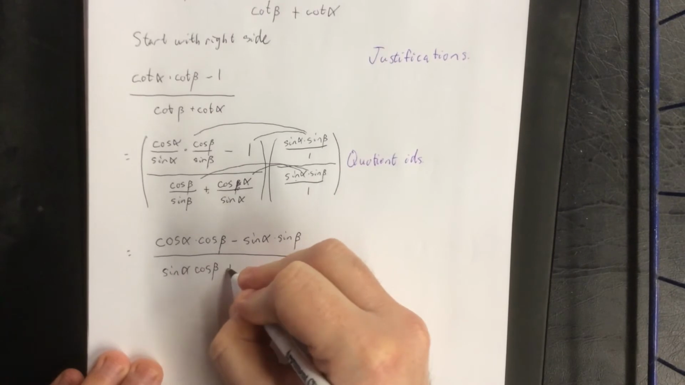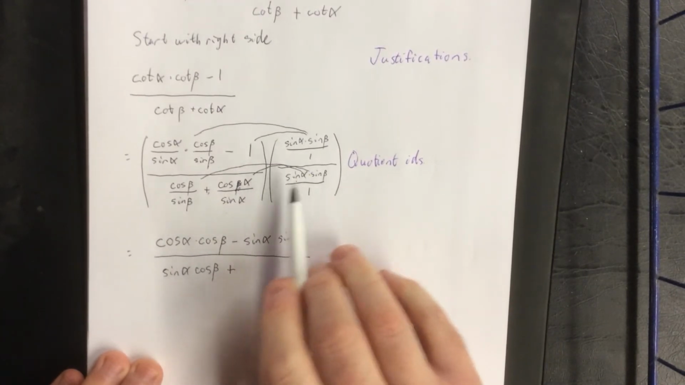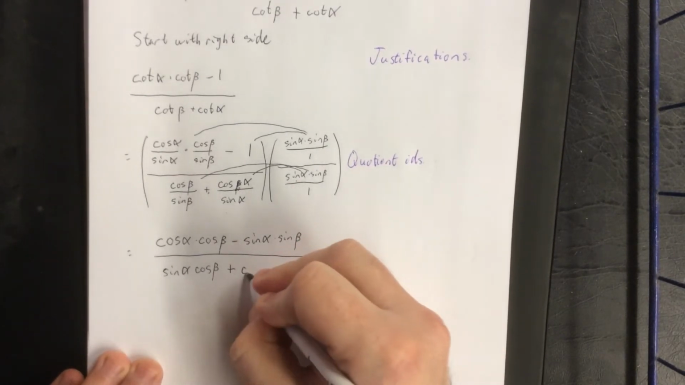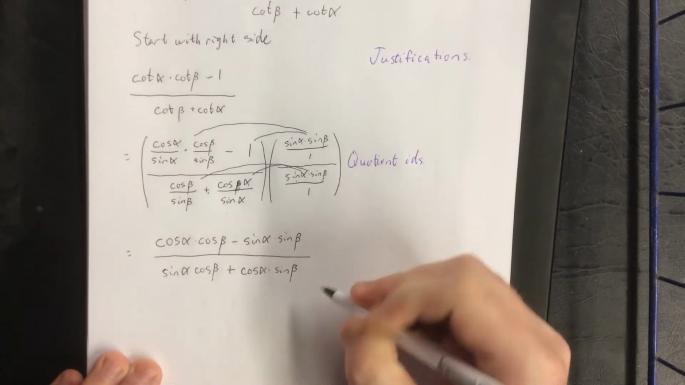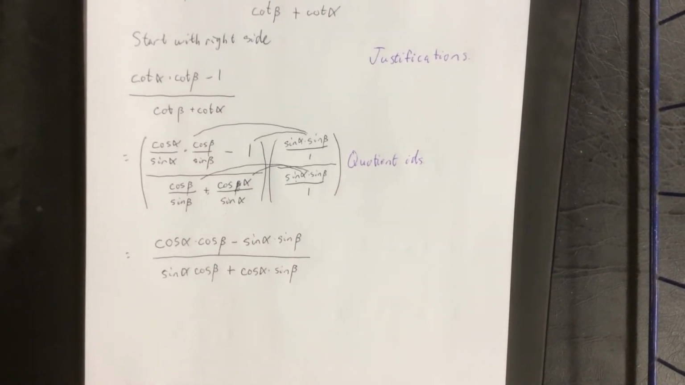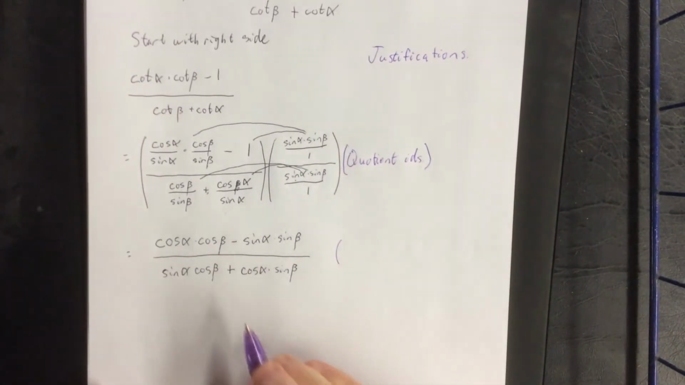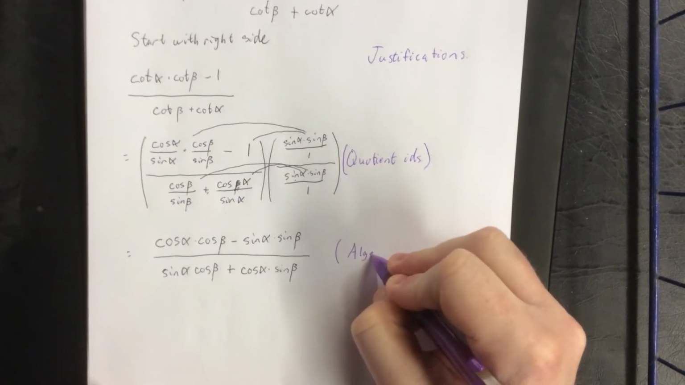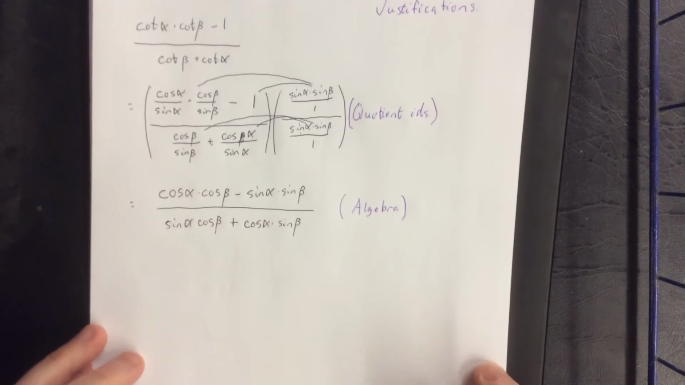Plus, when we distribute to the second fraction in the denominator, the sine of alphas will cancel each other out, leaving me with cosine of alpha times the sine of beta. The justification for this step is that that was simply distributing and reducing. So we'll qualify that as algebra this time.